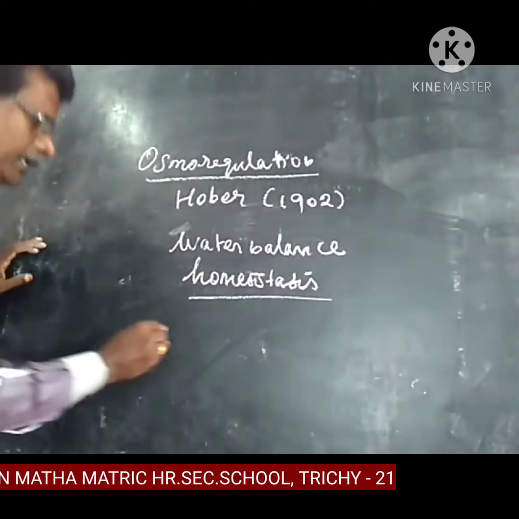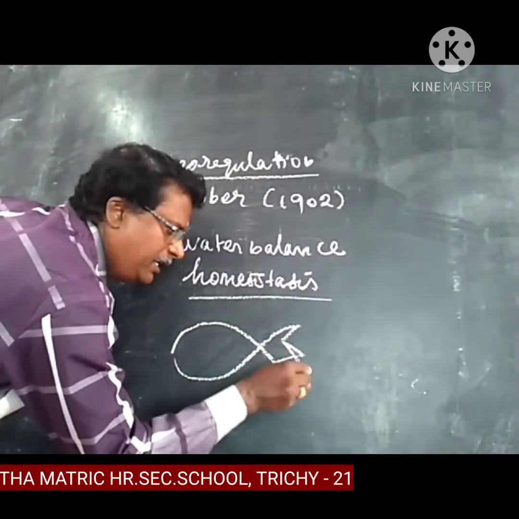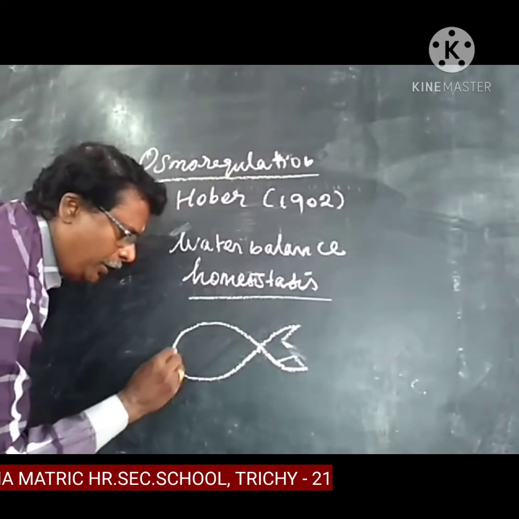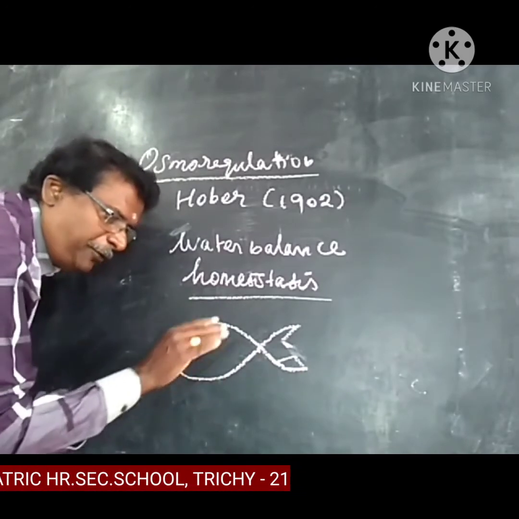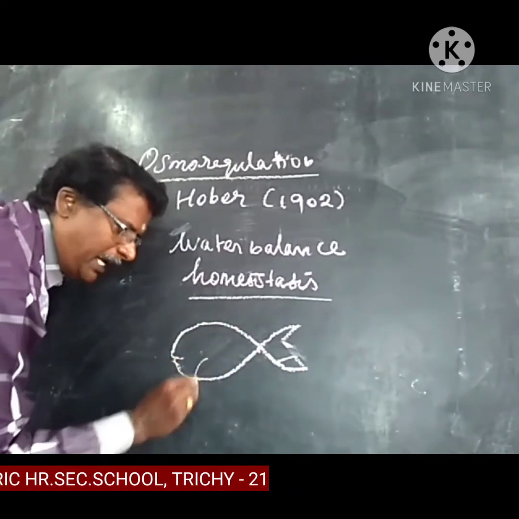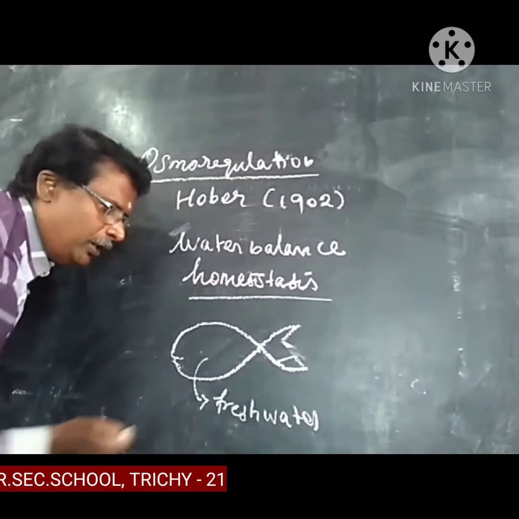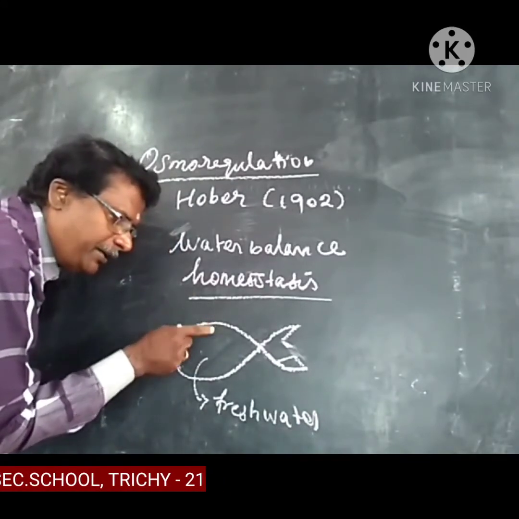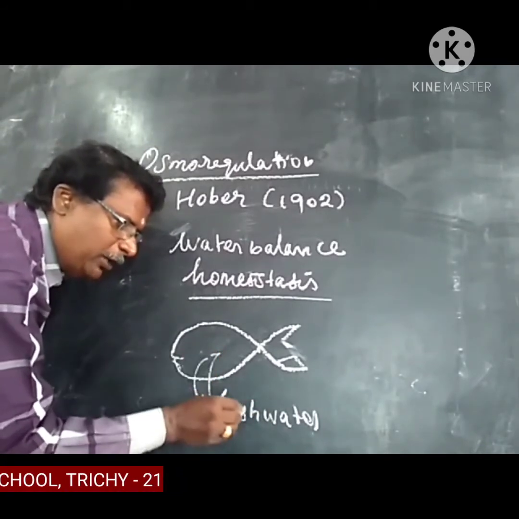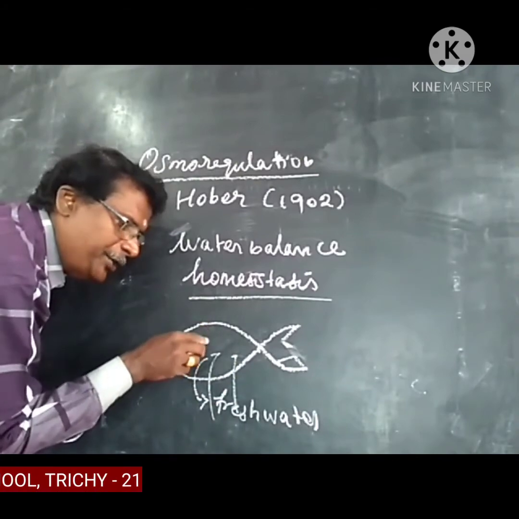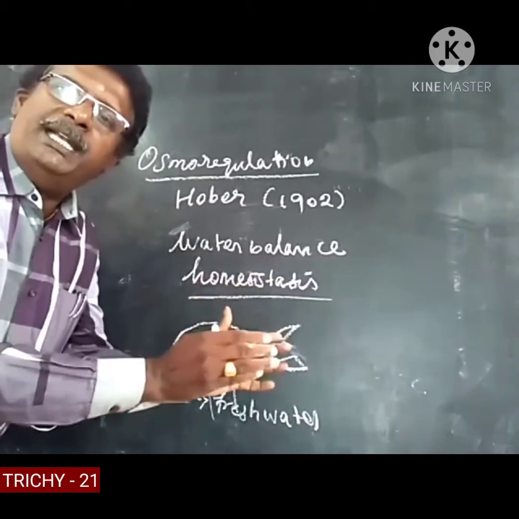Suppose the marine fish live in salt water, and their bodies are adjusted for the salt water. But if the marine fish is put into fresh water, then inside the cell there is a high concentration and outside the cell a low concentration. So water molecules automatically enter the fish cell, the cell bursts, and the fish dies.